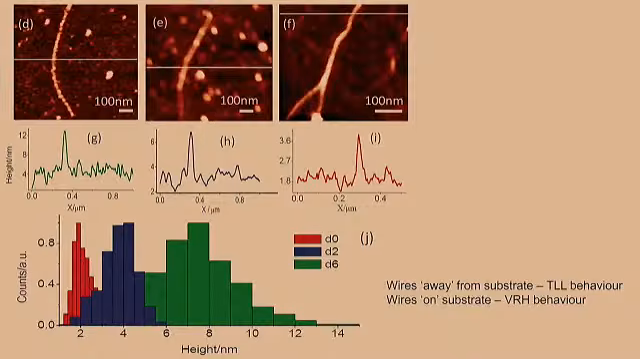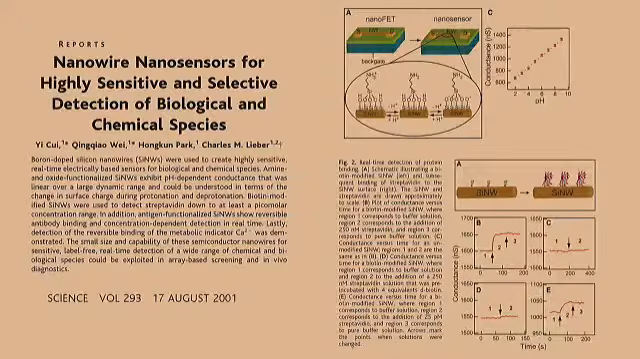So why is this interesting? It basically tells us that it is possible to modulate the transport through the nanowire by external means, okay? And that is basically the basis for any sensing that we can have, right? So one of the classic papers in this particular field, I'm sure many of you have seen this, is an extremely highly cited paper by Charles Lieber, where they showed that silicon nanowires can be used as sensors.